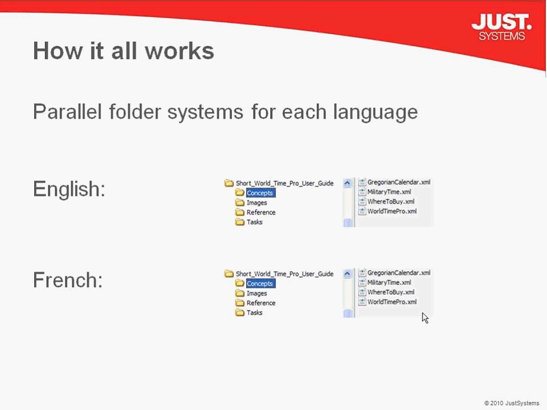The reason that we strongly encourage having folder and file names the same is that in XML systems, links between files rely on file names. So if you have a link that works in English, it's going to also work in French as long as your file names are all the same.